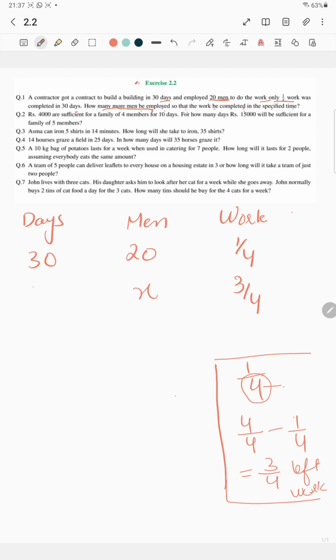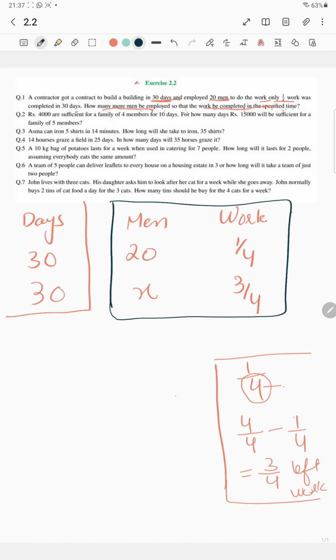Next, how many more men must be employed? The days are still constant at 30, because the work must be completed in the specified time, and the specified time was 30 days. So we are not going to compare days. We are going to compare these two quantities. If more men, then more work would be completed. If fewer men, then less work would be completed.